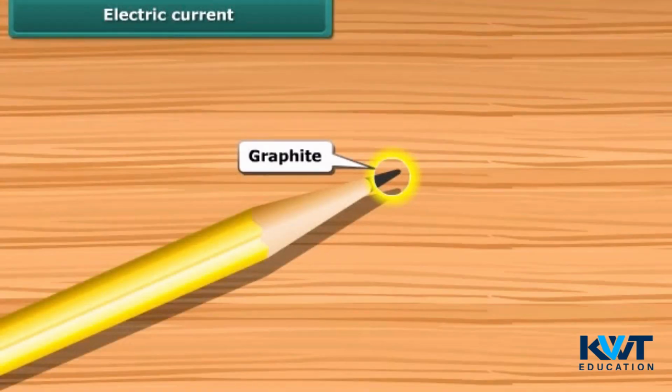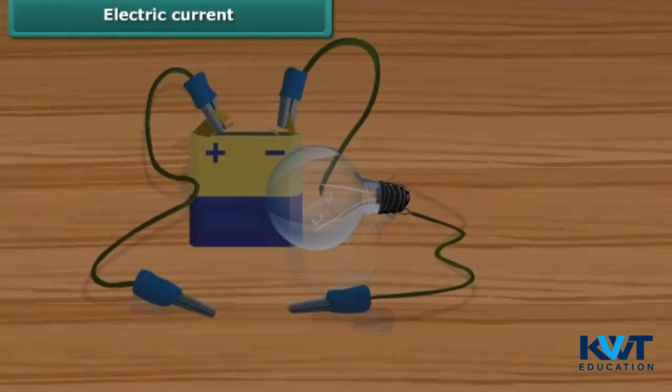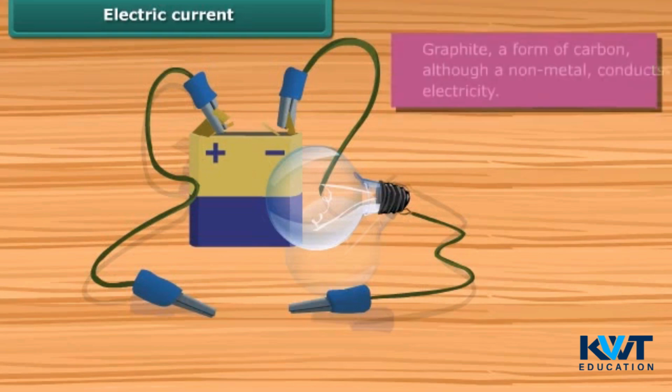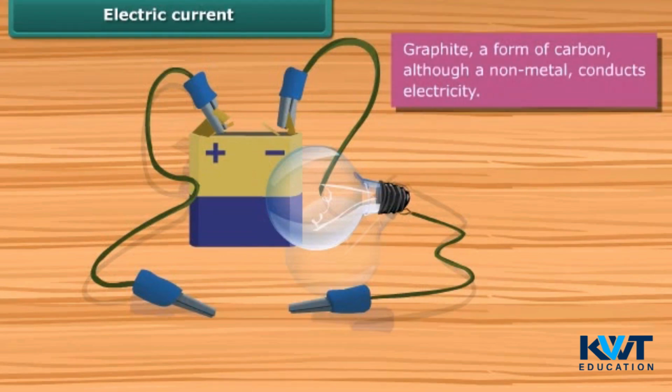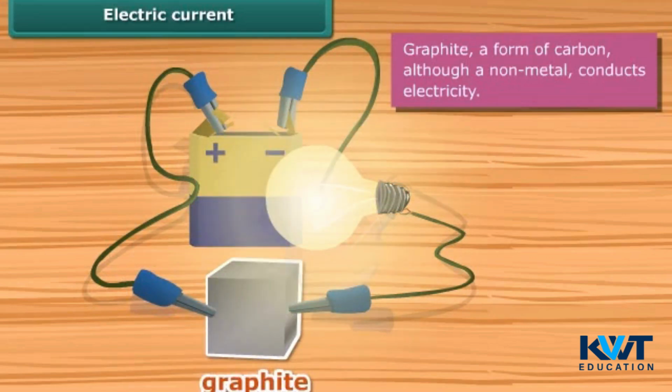Pencil lead is made of graphite. It is a form of carbon. It is a non-metal, but it is a conductor of electricity. It can be tested whether a given material is a conductor of electricity or not. Place the given material between the free ends of wires in an electric circuit. Bring the free ends of the two wires close. Now let them touch each other. If the bulb glows, the material is electrically conducting, otherwise it is an insulator.